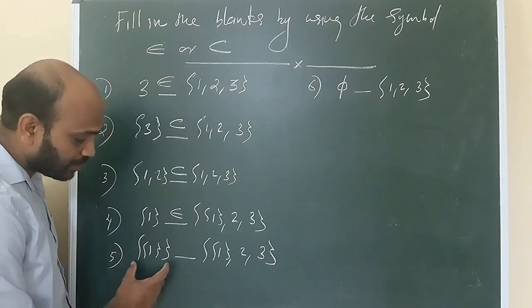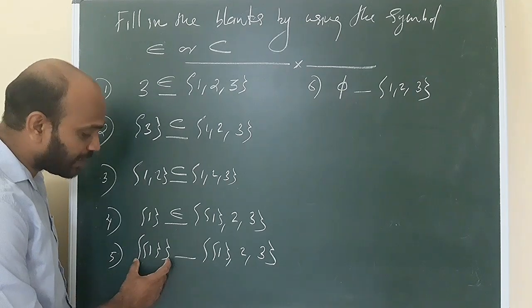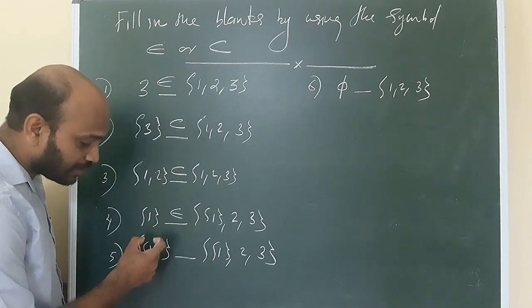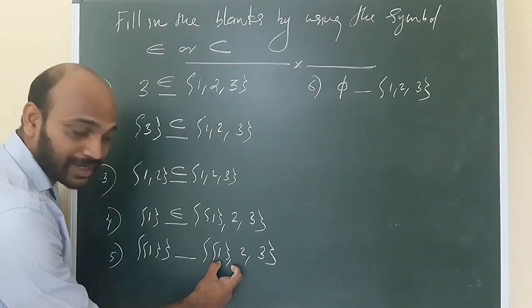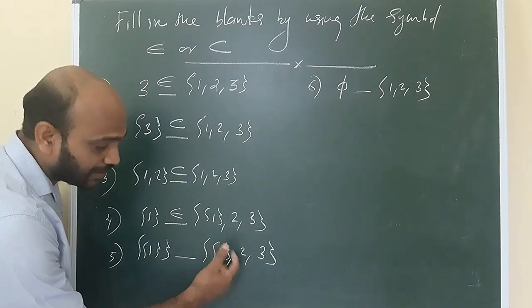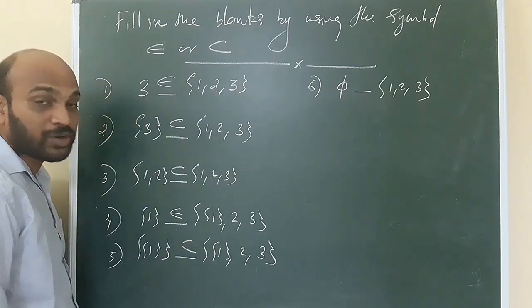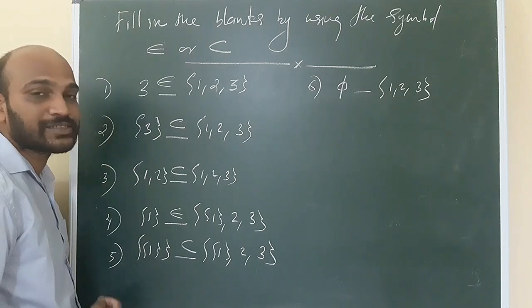Now the fifth one. The left hand side is one set which contains one element, that is set 1. The element is set 1. The same element is there in the right hand side. Set 1 is an element on the right hand side also. So this one is a subset. So don't confuse belongs to and subset.